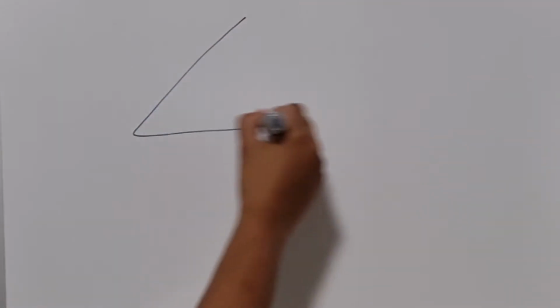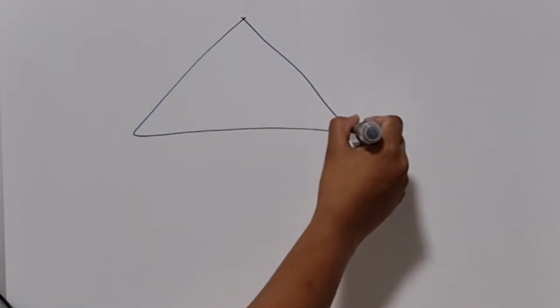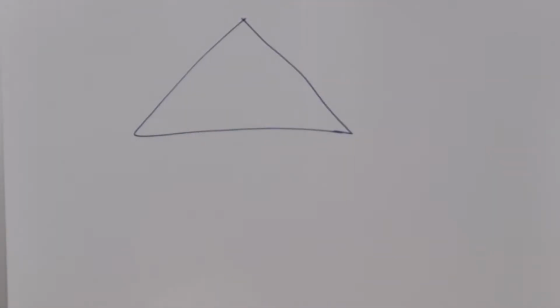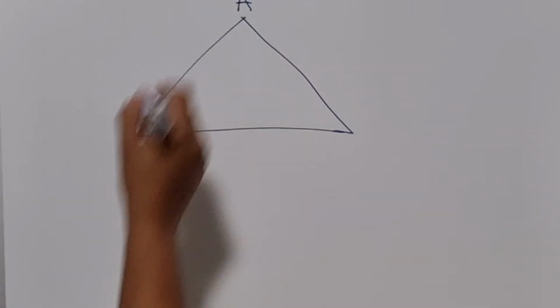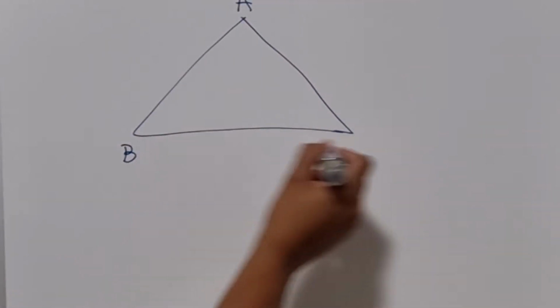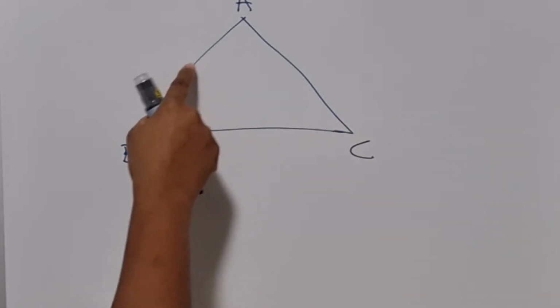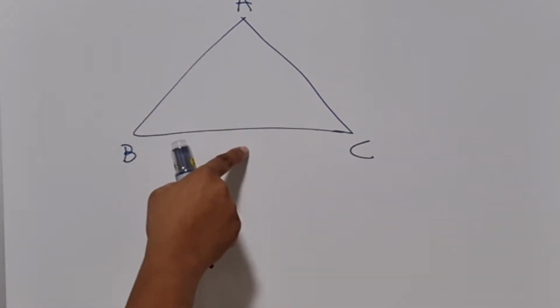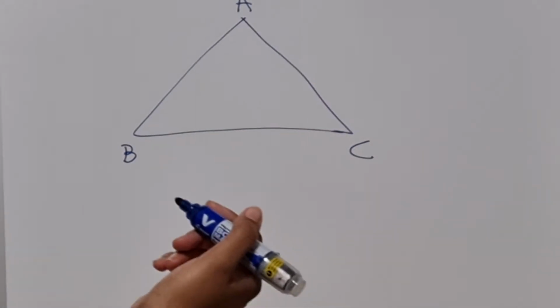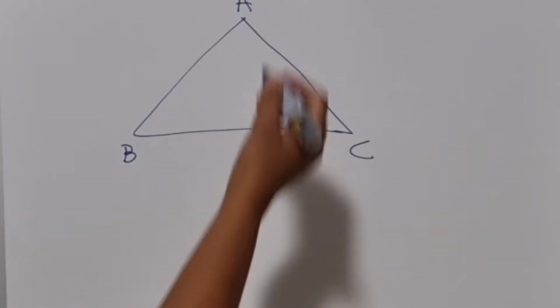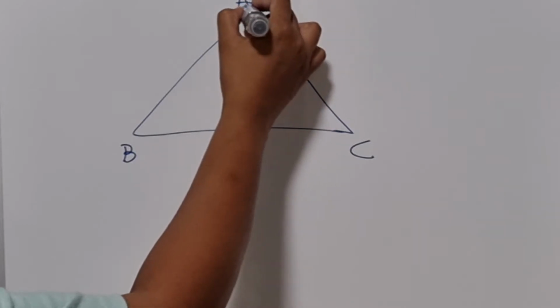Hi, today I'm gonna explain triangles. So triangles have three sides. Okay, so we'll name it A, B, C. So one side, two sides, three sides. Okay, and each corner of the triangle is called the vertex. This is the vertex.